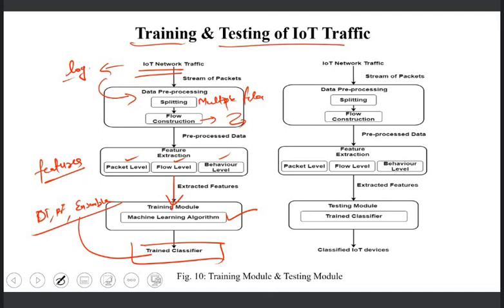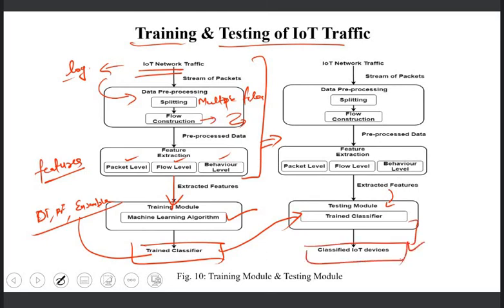Now what can we do for testing? It's very simple. This process will be the same. The initial process will be the same. The only difference is that we are not going to train; we are using the classifier we have just trained before. That trained classifier will be used for testing the model. It will help us to classify devices and attacks.